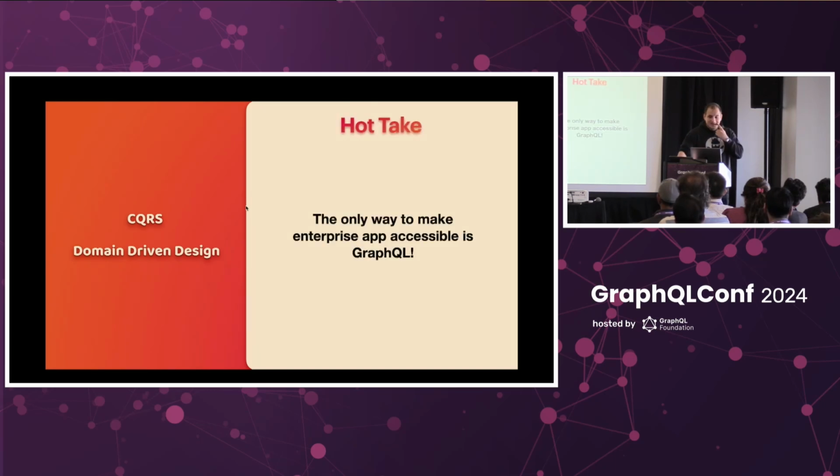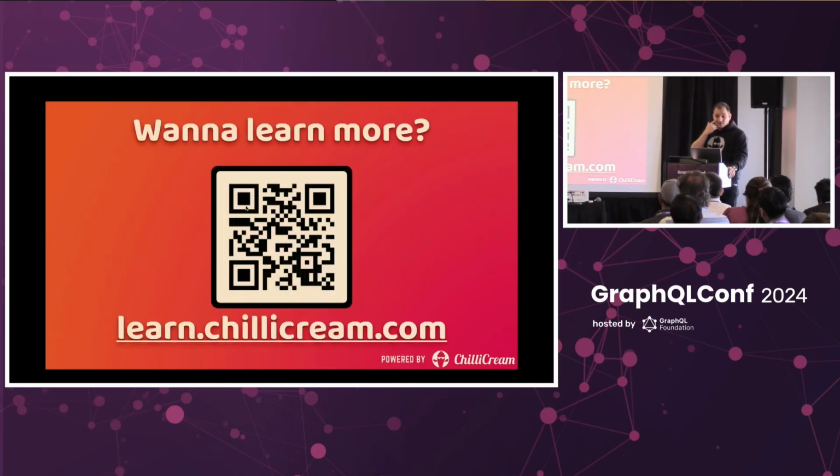So my last hot take today is that the only way to make these big, huge applications accessible to clients or to consumers of any kind is to use GraphQL to combine the different bounded contexts together and expose a unified API.